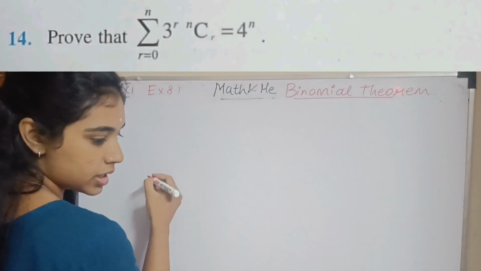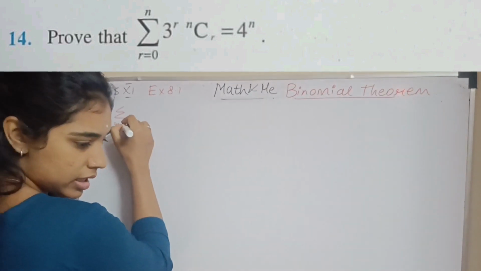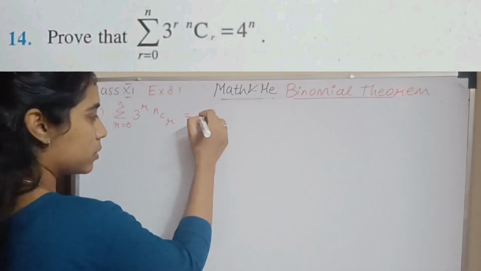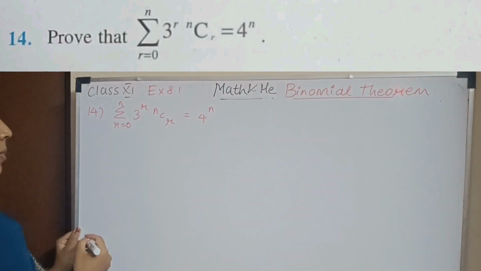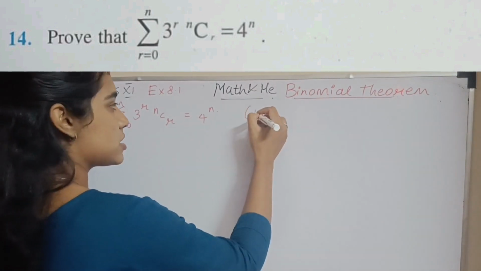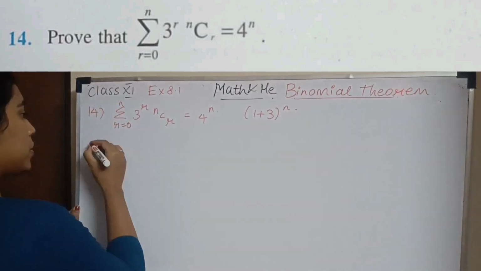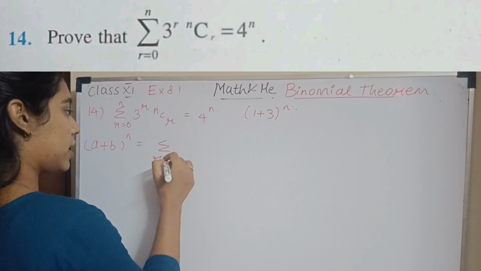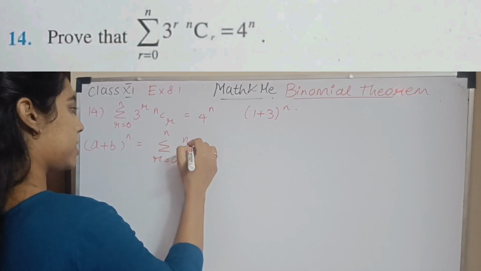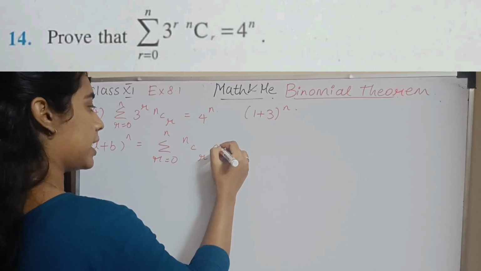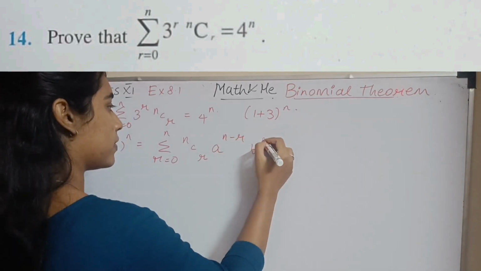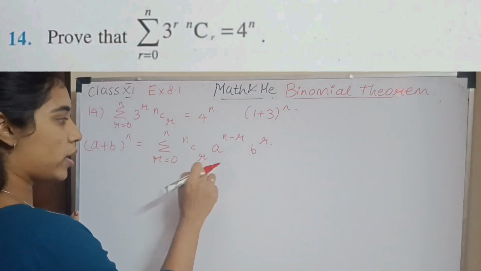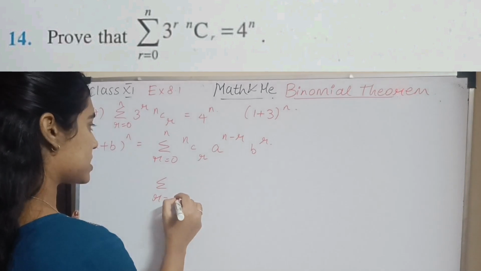Fourteenth question. Prove that sigma r equals 0 to n 3 to the r ncr equals 4 to the n. So how can we write 4? I can write it as (1 plus 3) the whole power n. What do I know about the general form? (a plus b) the whole power n is sigma r equals 0 to n ncr a to the power n minus r b to the power r. So what is my b here? 3. What is my a? 1. So I can write this as sigma r equals 0 to n.